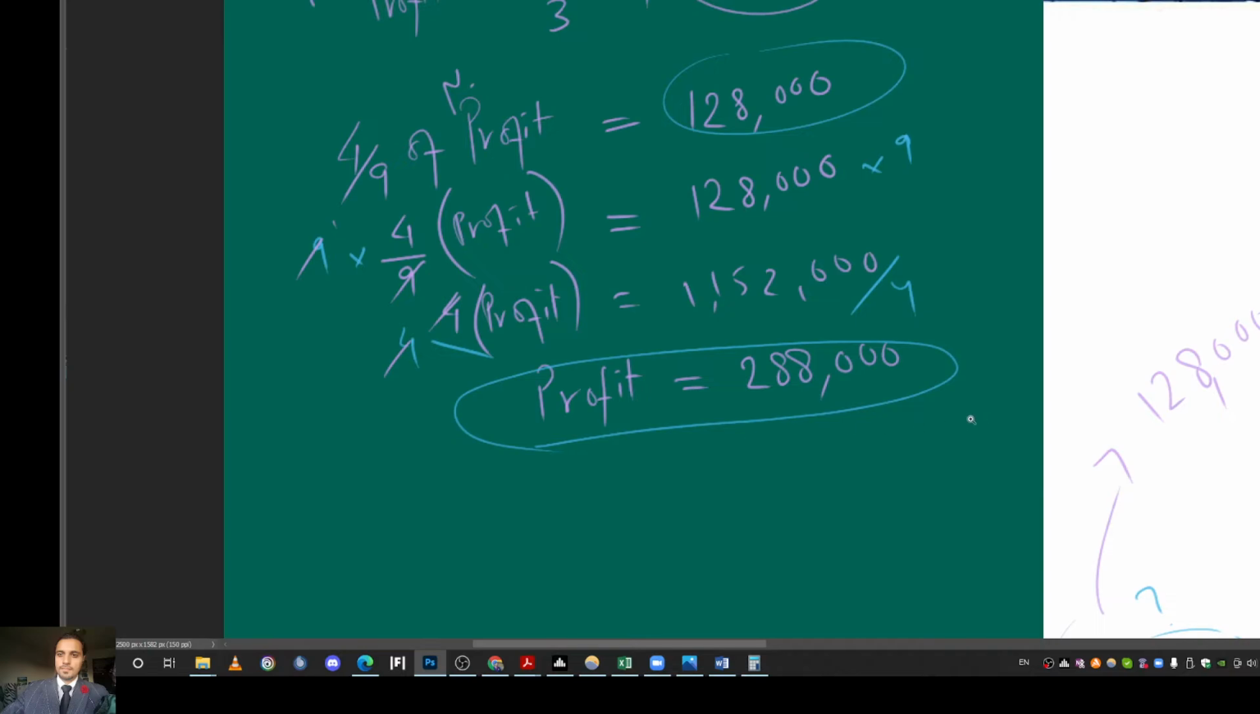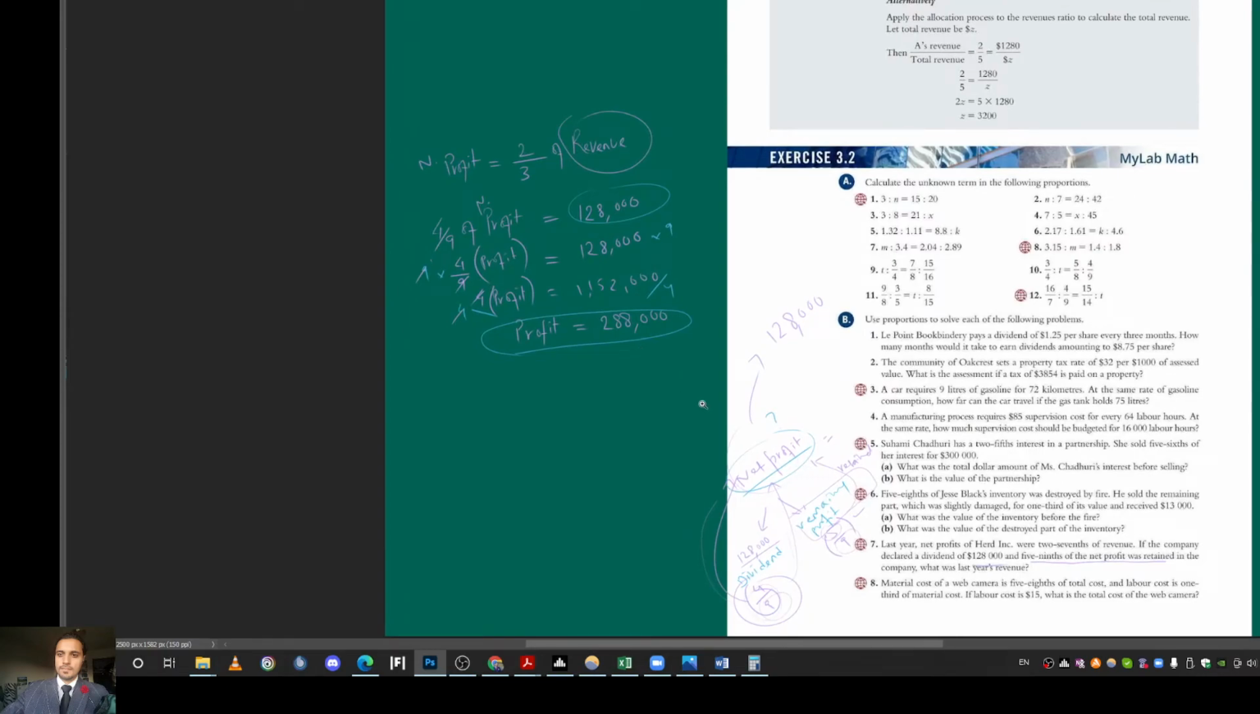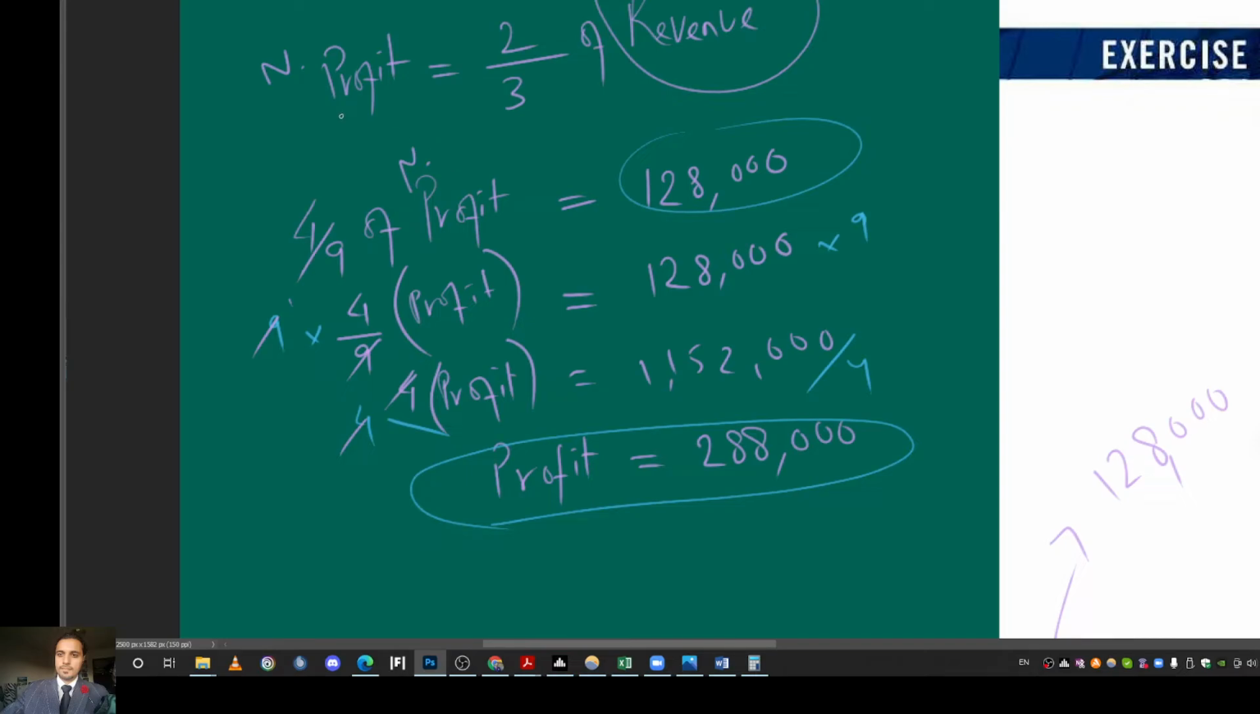So now the question is asking us the revenue. Remember, the revenue equation was given up here. We already know the net profit. We know that it equals 2/3 of the revenue. So we only have one unknown left, and we can use this to figure out this. So let's plug this 288,000 up here. So we get 288,000 equals 2/3 of revenue.